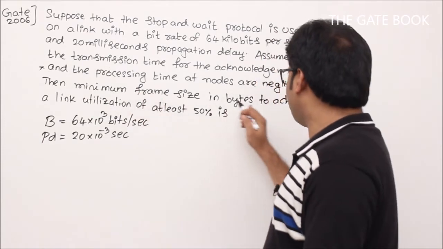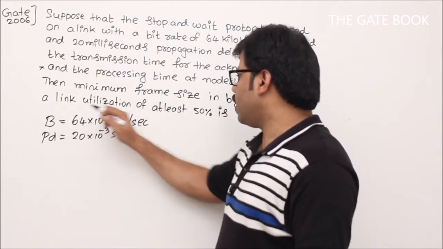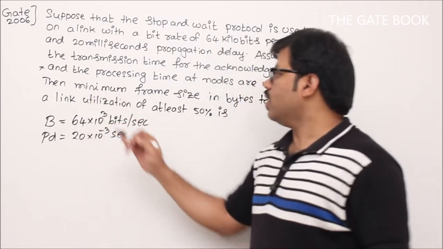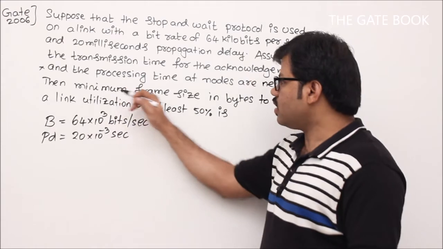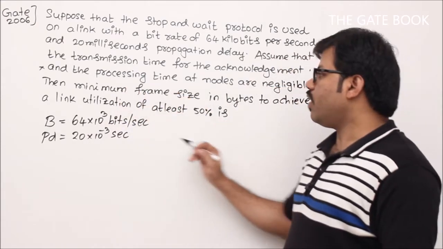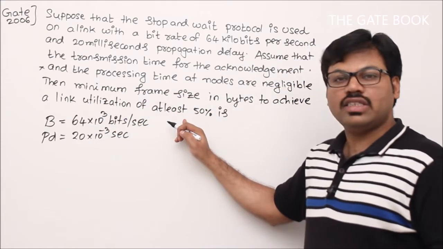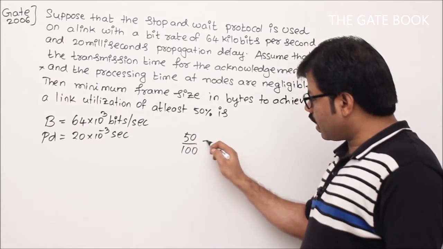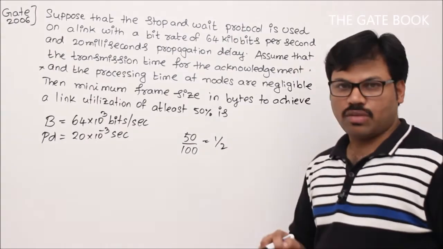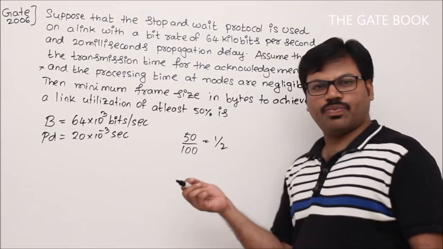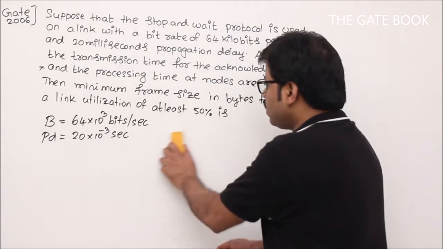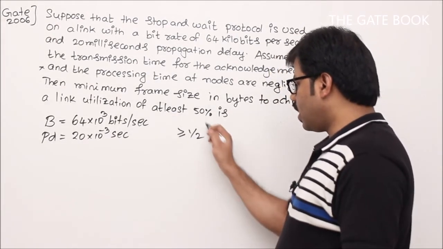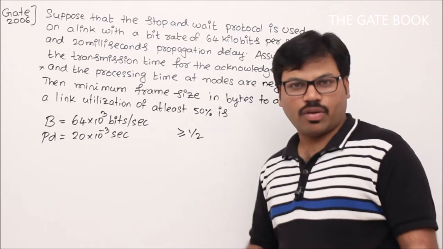Then we need the minimum frame size in bytes to achieve a link utilization of at least 50%. Now we have to calculate the frame size which is minimum. That means what should be the frame size in bytes to achieve a link utilization of at least 50%? 50% can be written as 1 by 2, correct? That means we should have a ratio of 1:2 or more, that is greater than or equal to 1 by 2. So this is our target: channel utilization should be greater than or equal to 1 by 2.